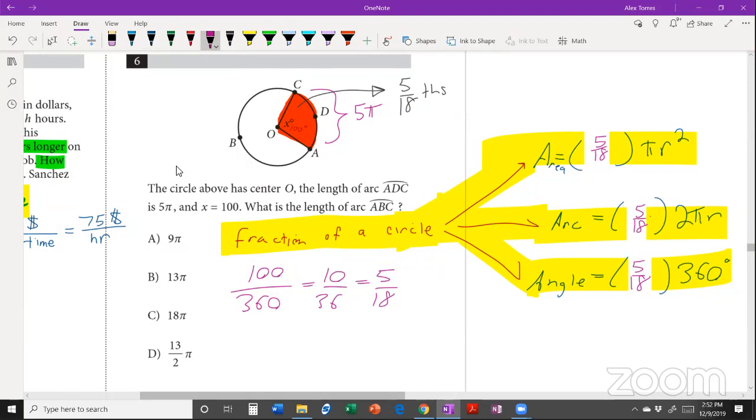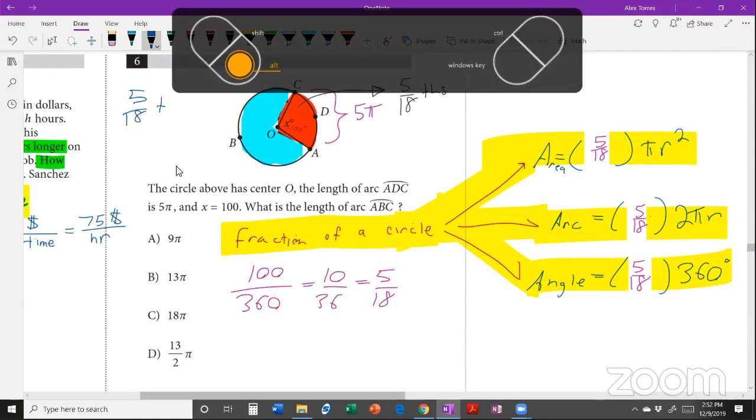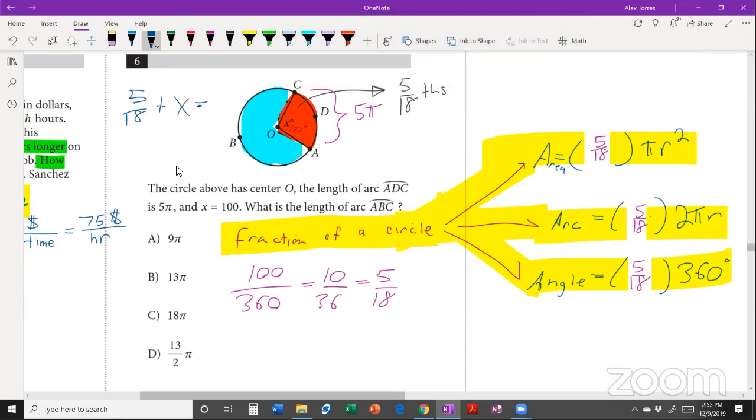So now we're looking for the length of arc ABC. Well, first of all, if the blue arc is 5/18 of the circle, the whole circle is 1. So we're kind of thinking to ourselves, 5/18 plus what number equals 1? Let's go ahead and give it a different letter. Let's call it B, since the problem already has an X. So if you take away 5/18 from both sides, you'll have 13/18.